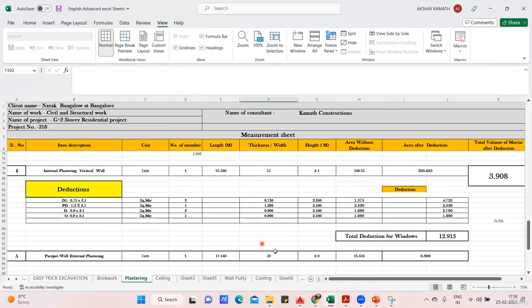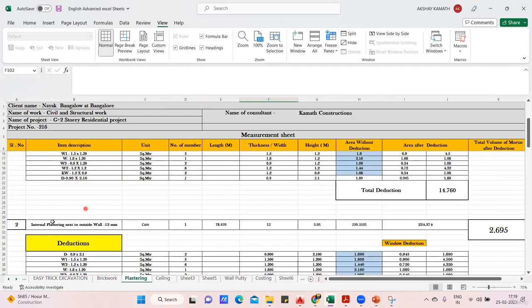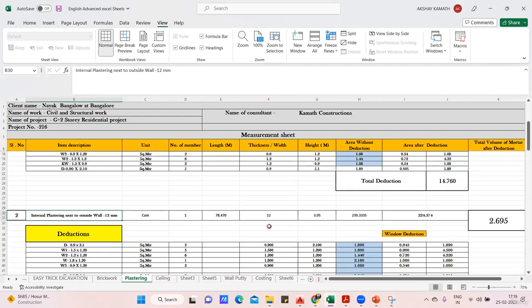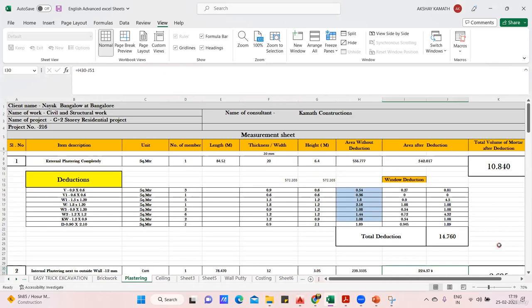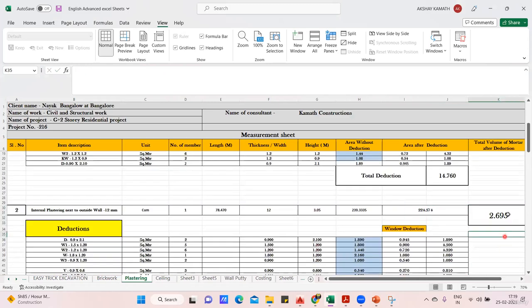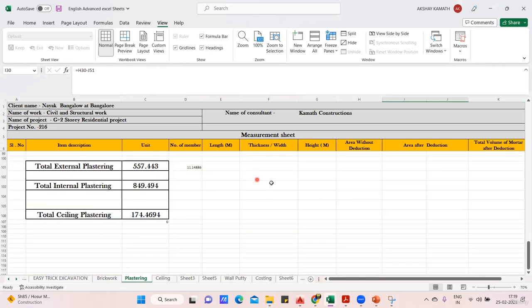In the plastering quantity, wherever you have done the inside plastering, that will be your 12 mm thick. This is external plastering, which was 20 mm. I'll not take that. You can see internal plastering, which I did in 12 mm. So this is my total. Where is my volume? Yeah, this is my volume. This volume I need to take. The mortar volume I'm supposed to take. Not the volume, sorry, I have to take the area. So this area I am supposed to take, 224. I'll write it down here.